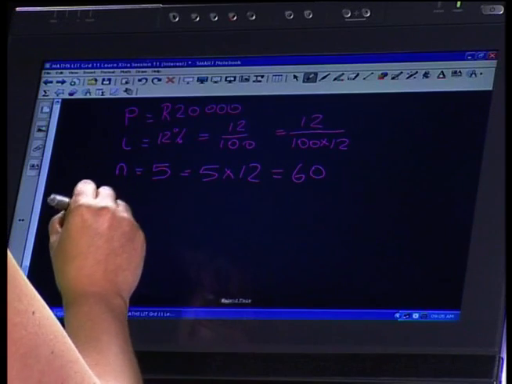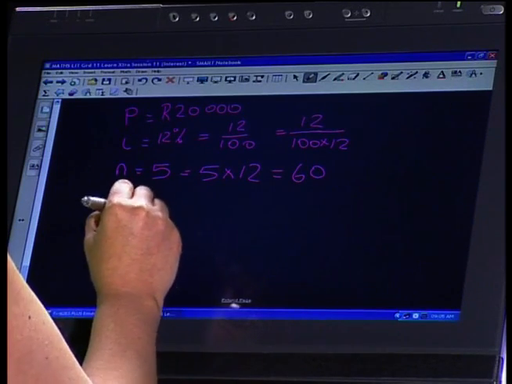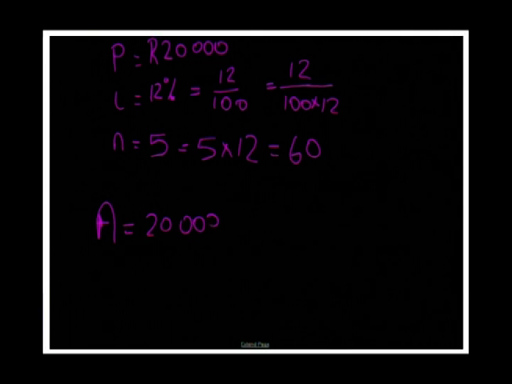Now we're going to substitute this in. First we're going to write it out at the bottom here. So A is now equal to my 20,000, open my bracket, 1 plus. And now I'm just going to write this fraction exactly the way it's written here, because my calculator can do this for me.